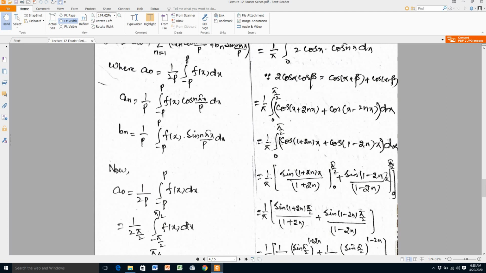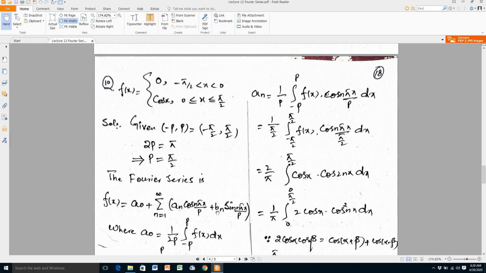Now we move towards the second Fourier coefficient, that is an, and you know its value is 1 by p from minus p to p f of x cos n pi x over p dx. Now I substitute here the value of p, that is 1 over pi by 2 from minus pi by 2 to plus pi by 2 f of x cos n pi x over pi by 2.